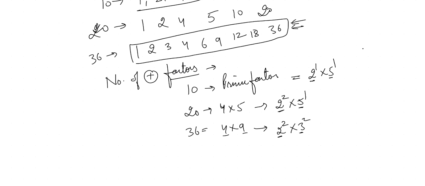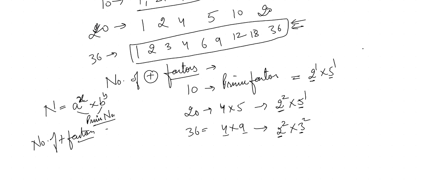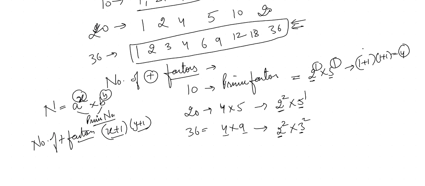So break any number n as, let's say, a raised to power x into b raised to power y, where a and b are prime numbers. Break them into prime numbers. So the number of positive factors will be given by x plus 1 into y plus 1. The powers x and y, x plus 1 into y plus 1. That will give me the number of positive factors. For example, x and y are 1 each here, so 1 plus 1 into 1 plus 1, 4 positive factors. We know 10 has 4 positive factors.